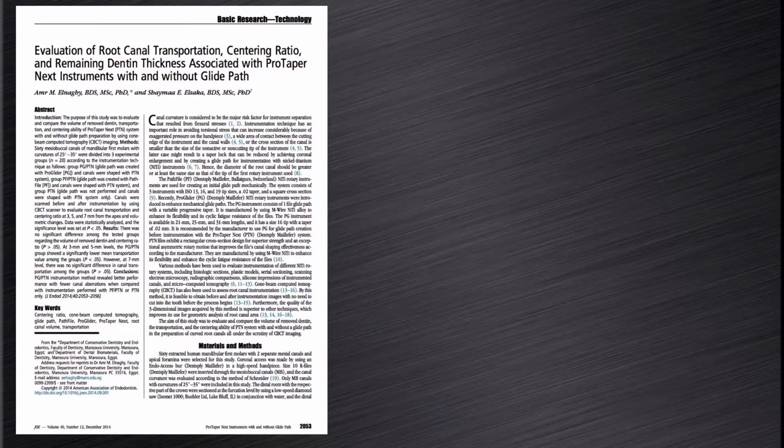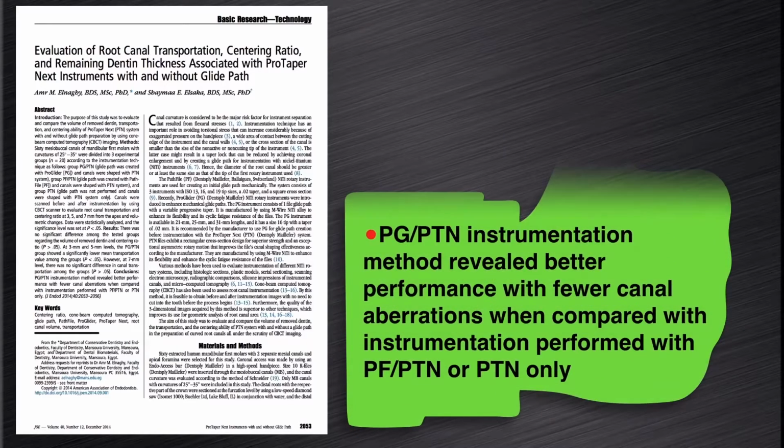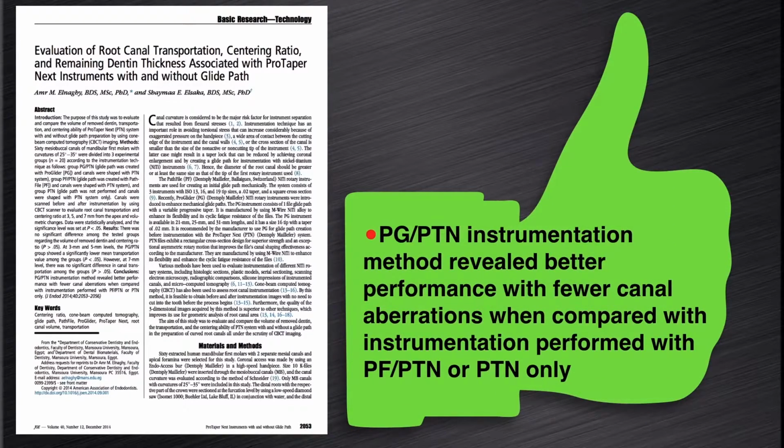These observations are also confirmed in an in vitro study done by Elnaghy and Elsaka, where they evaluated root canal transportation, centering ratio, and remaining dentine thickness associated with ProTaper Next with and without a glide path. They concluded that the combination of ProGlider and ProTaper Next instrumentation revealed better performance with fewer canal aberrations when compared with instrumentation performed with PathFile and ProTaper Next, or with the ProTaper Next system on its own.